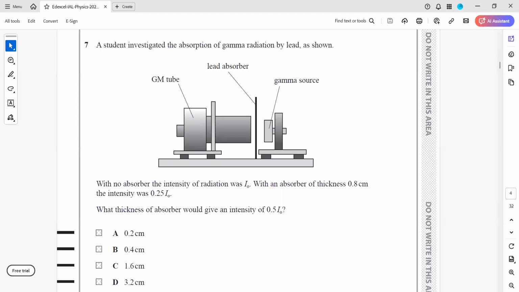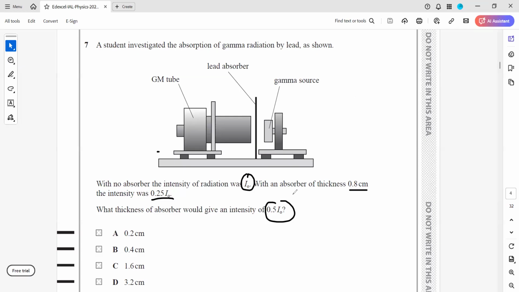The next question, question 7. The student investigates the absorption of gamma radiation by lead. With no absorber, the intensity is I naught. When the thickness is 0.8, the intensity is 0.25. What thickness of absorber would give the intensity half?